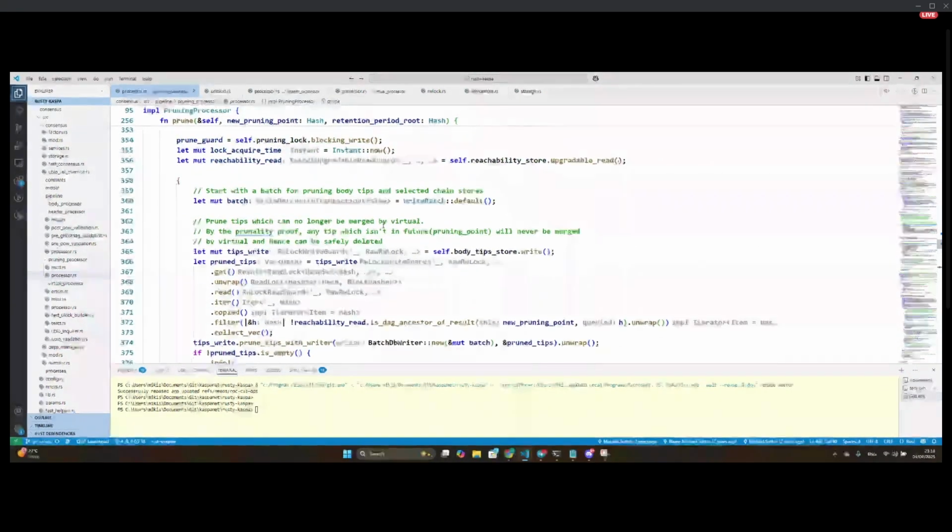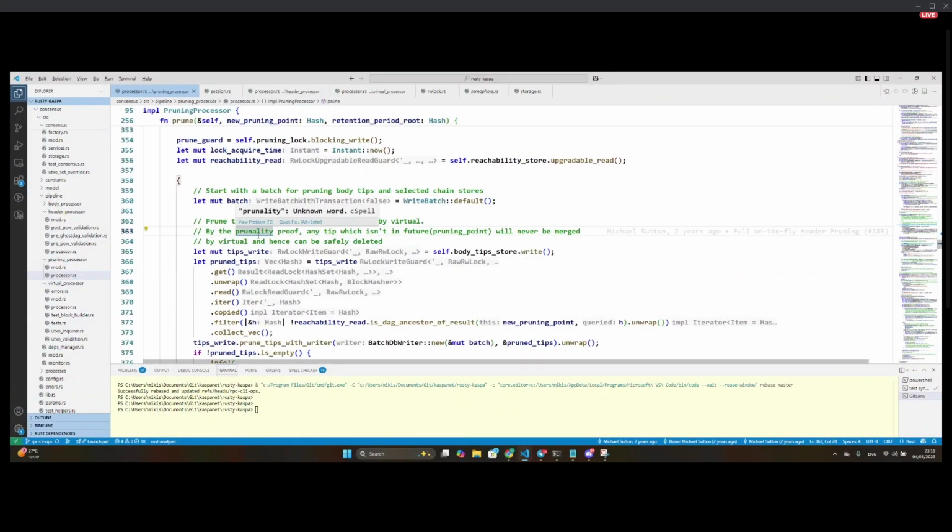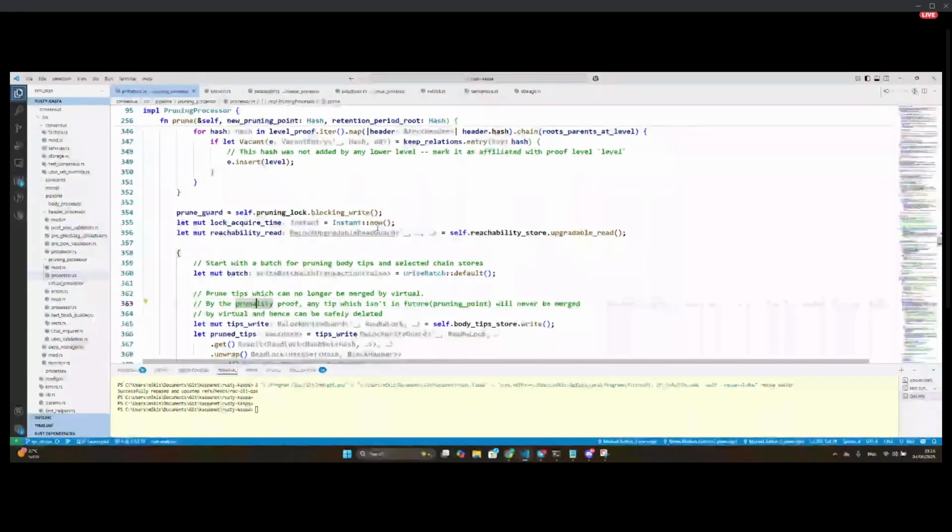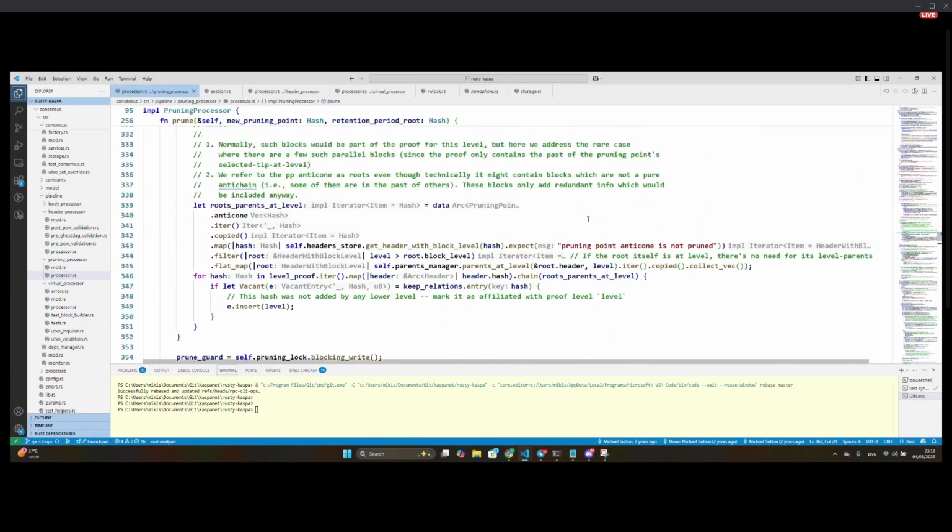Okay. So with all these prerequisites done, we can look into the logic now.